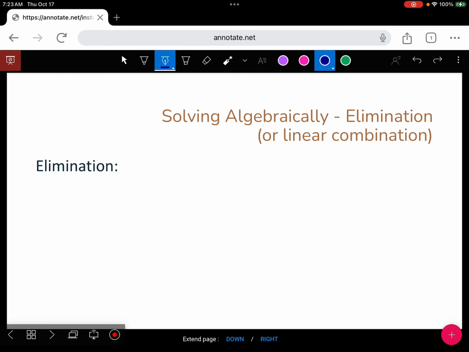So what that's called is called elimination or linear combination. It uses both names. I tend to say elimination just because linear combination has way more syllables. They mean the same thing.